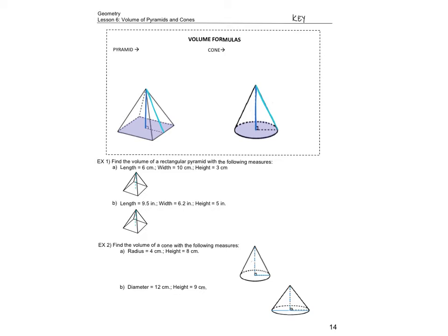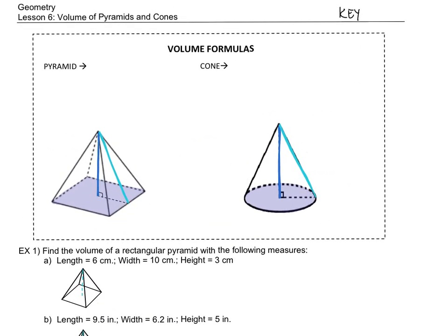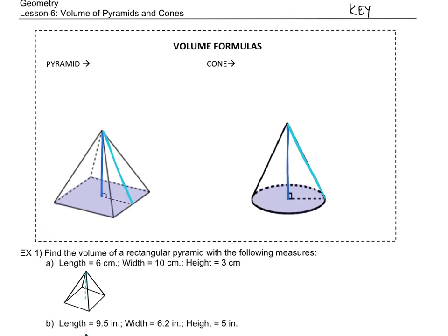So we are building off of what we saw in our last lesson, lesson 5, focusing on volume, but now we're going to be focusing on the volume of pyramids and cones instead of looking at prisms and cylinders. We are going to see some similarities, but we are also going to see a couple of differences as we work through each of the problems. So let's go ahead and start off with looking at the formulas for pyramids and cones.